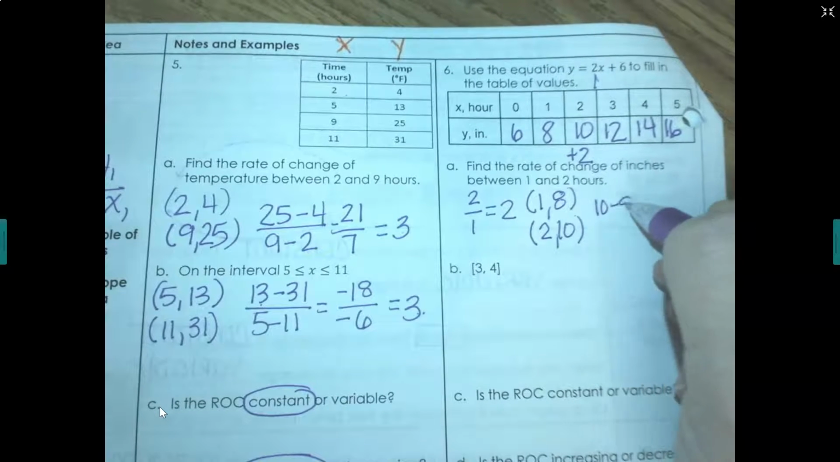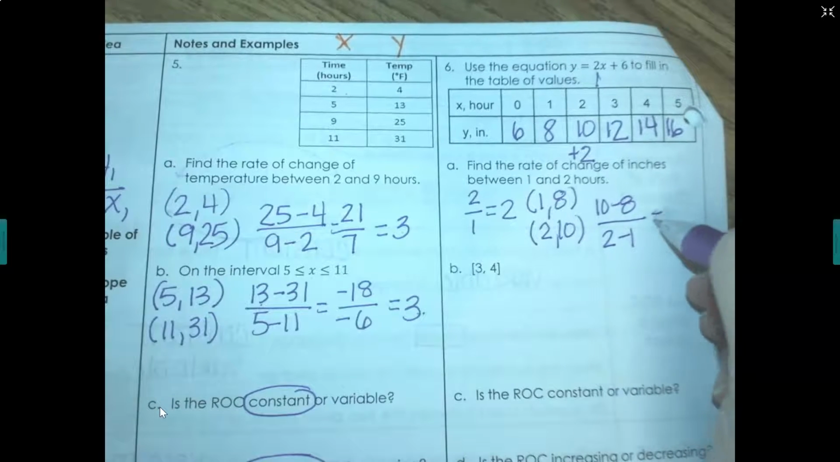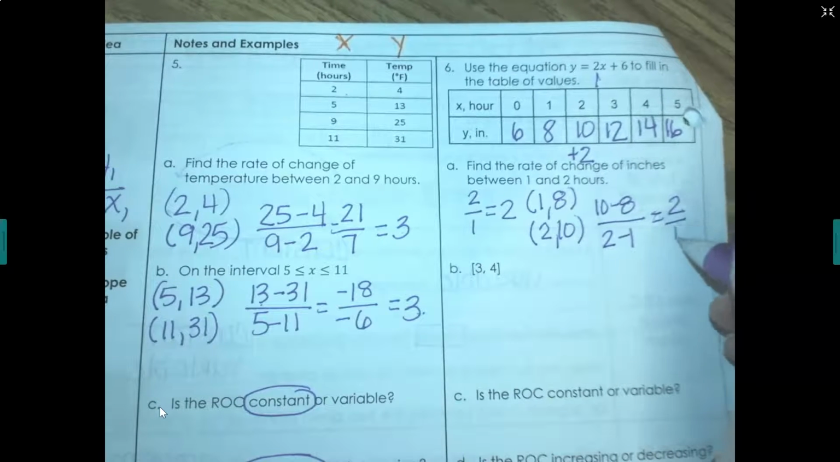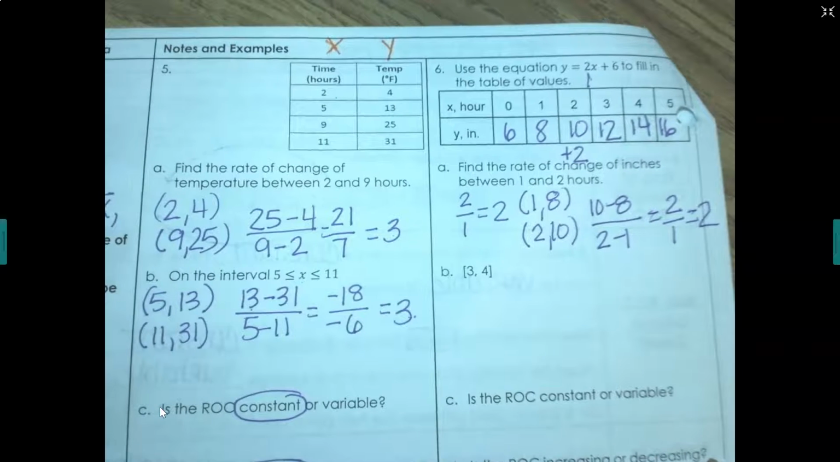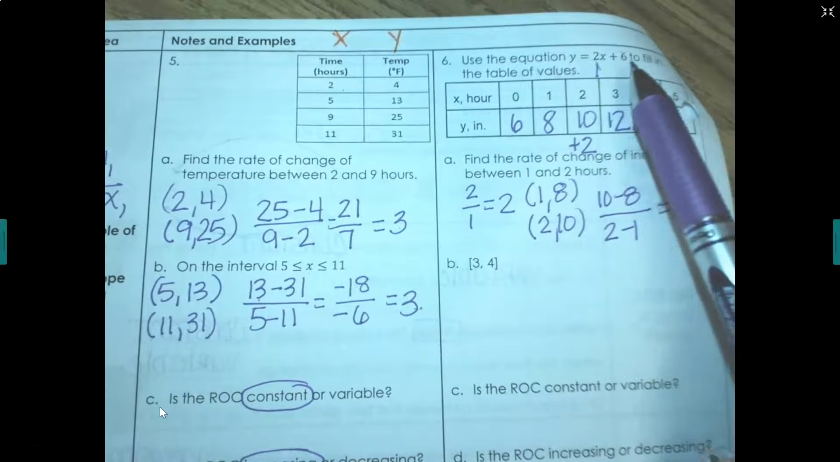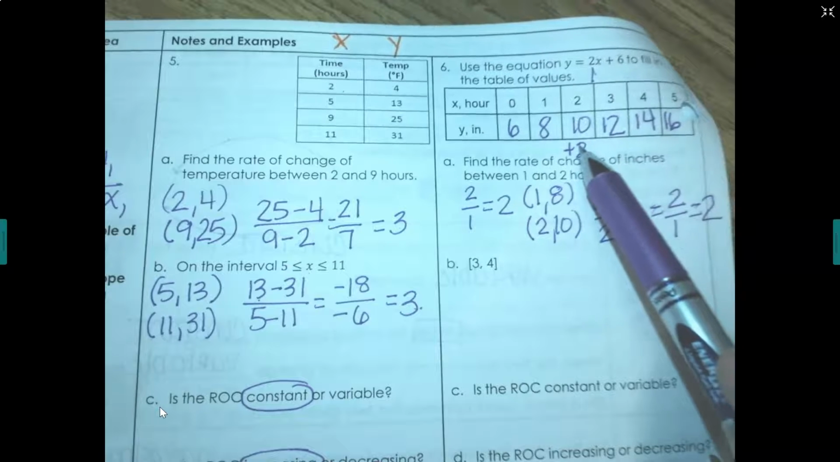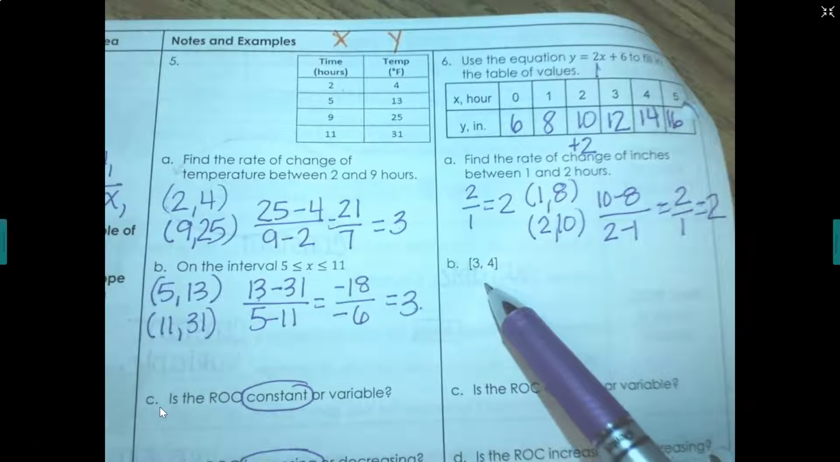(y2 - y1) divided by (x2 - x1) equals 2 divided by 1, which is 2. Okay, so that's the linear equation. Looking at the table, it says 2. We proved that this point was 2, so this point should also be 2.